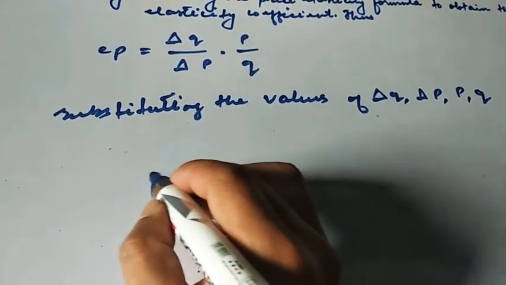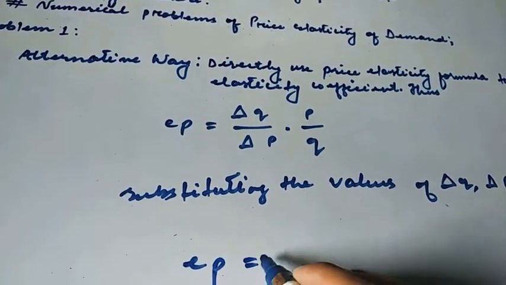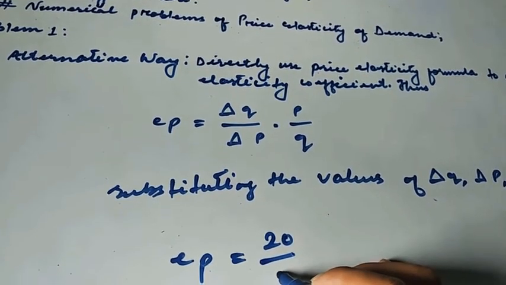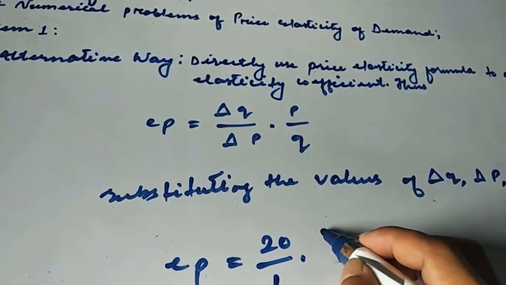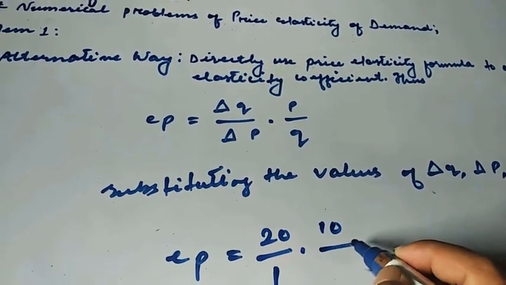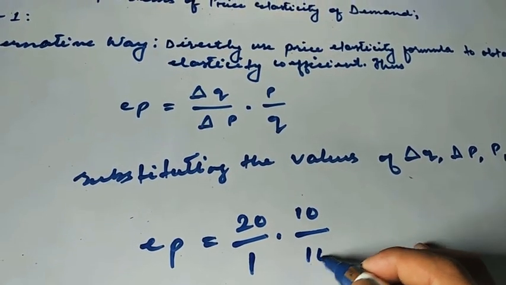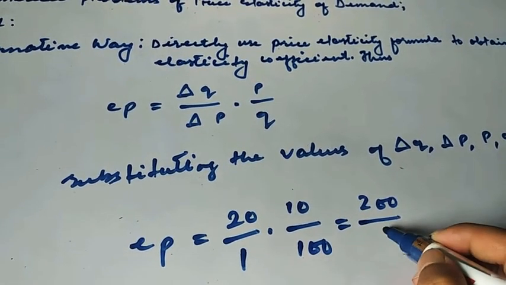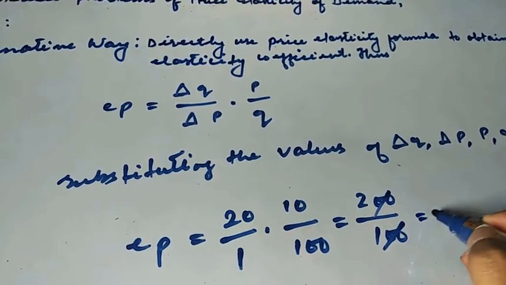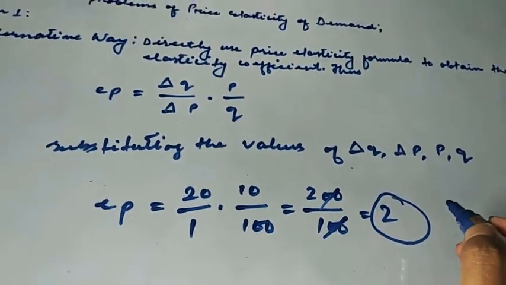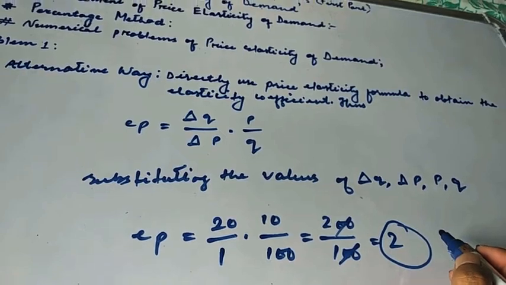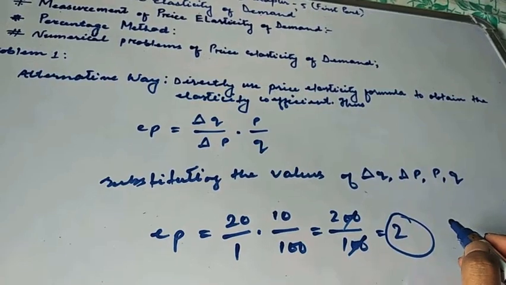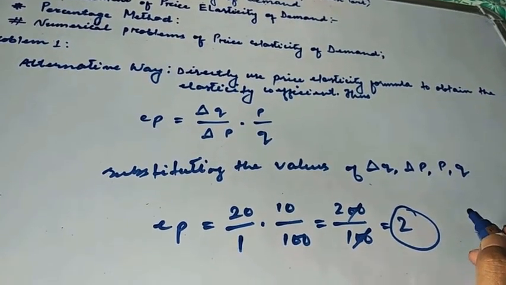So what we have here: EP equals change in Q, which we have found out is 20, divided by change in price, which is rupees 1, into original price, rupees 10, divided by original quantity demanded, 100. So 2 tens are 200, and 1 into 100 is 100. So the answer is the same, 2. This is an alternative way to find the price elasticity of demand, by directly using the price elasticity formula to obtain the elasticity coefficient.